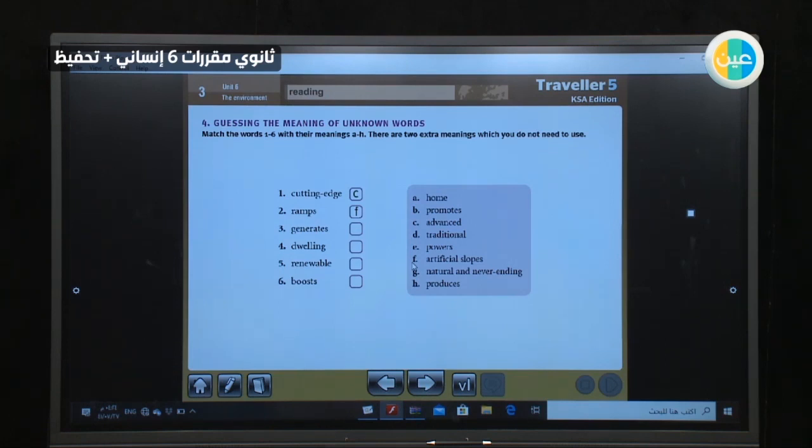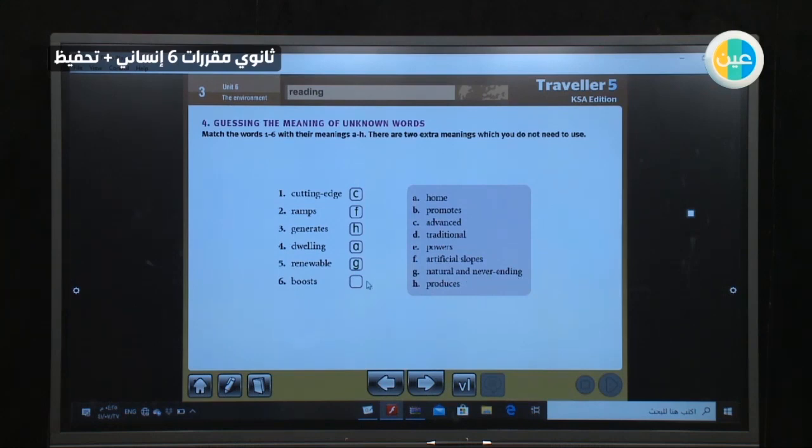Generates. We said that each house will be able to generate its own energy. So, yes, produce. Dwelling. When we talk about the houses of the future, building the future, we said something about a home. Renewable. So, yes, for sure, it's natural and never ending.